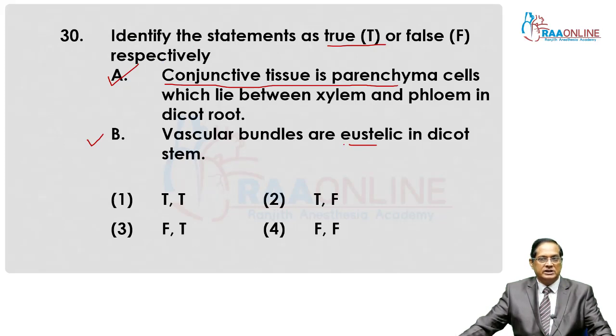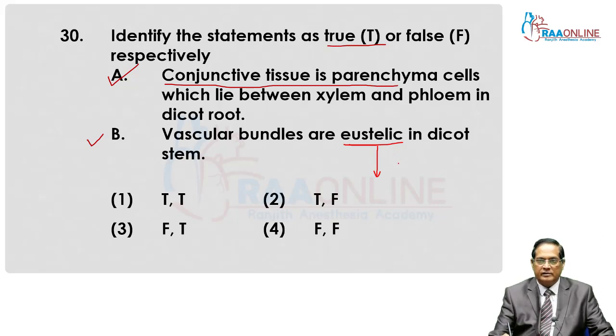And what is eustele? Eustele is a well organized stele. And what is a well organized stele? That is, it has pericycle. Eustele consists of pericycle. Number two, vascular bundles, and they are in a ring.